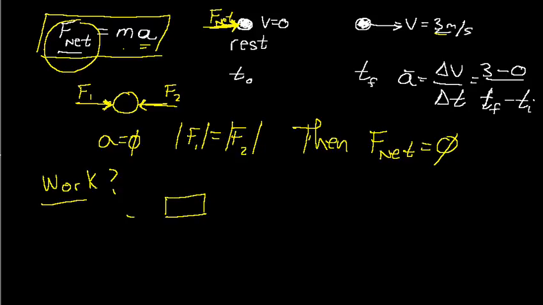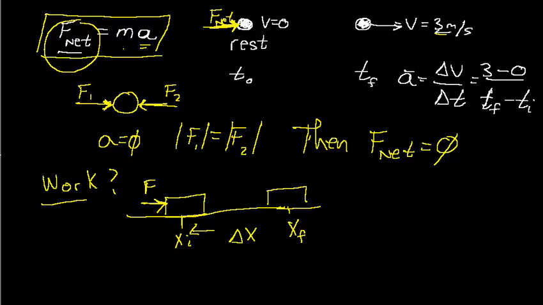Here's my object. Let's say this object is on the floor. It's not so straight, I know, but you have some force that's being applied, F, and the object moves from some initial position to some final position. So there was this idea of a displacement, from this point to this point. There's my displacement, and we have some force being applied in order to make that happen. Let's say this is my net force.